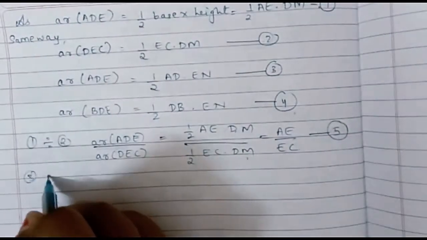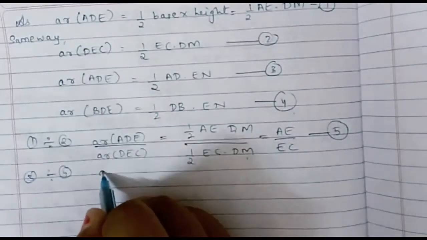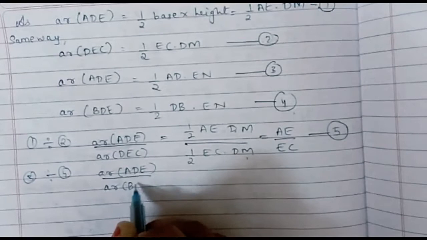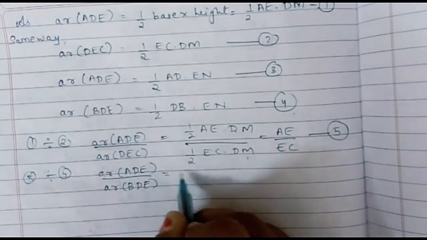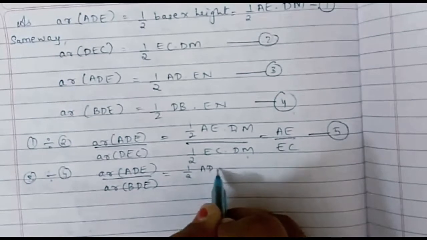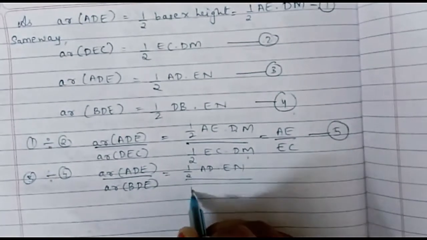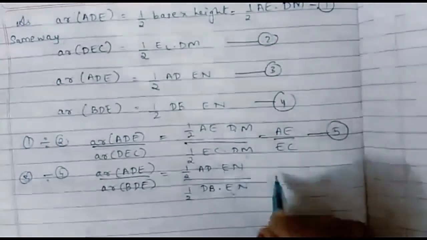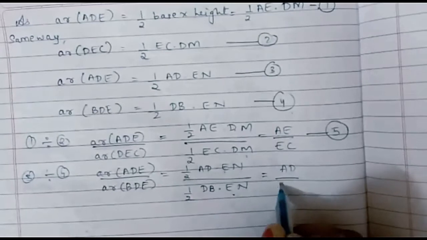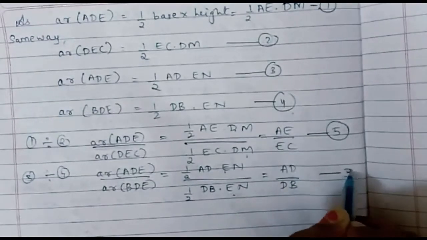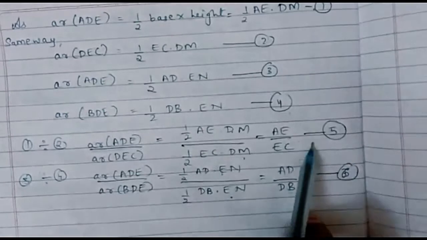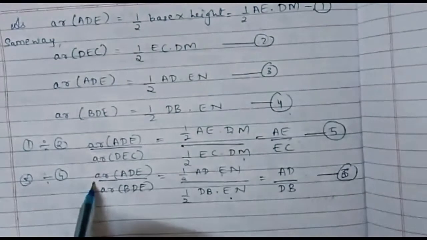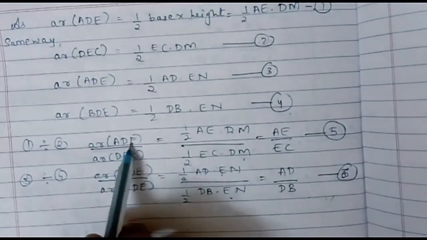Similarly, when you divide result number 3 by 4, you will be getting area of triangle ADE upon area of triangle BDE is equal to half into AD into EN divided by half into DB into EN. So again EN and half will be cancelled. So you will be getting AD upon DB. This is result number 6. Now what is same between 5 and 6? How can we compare? So you can see the numerators of 5th and 6th result is same, area of ADE.